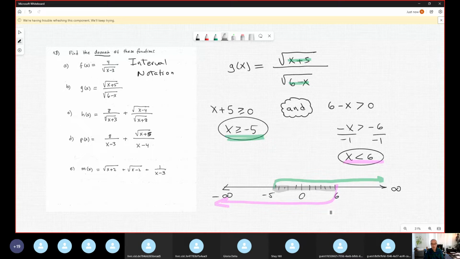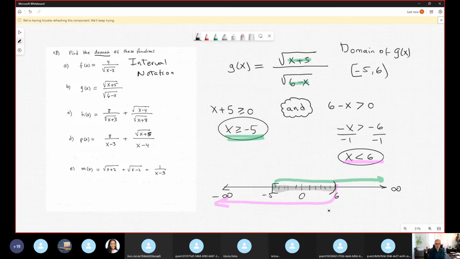And what about 6 and -5, do they belong or not to the solution? No, 6 definitely no, because I don't see an equal sign here. But -5, yes, bracket here. The domain of the famous function g is bracket -5, comma 6 parentheses. Any point outside this is completely outside the domain. Okay? Is this clear or confused?